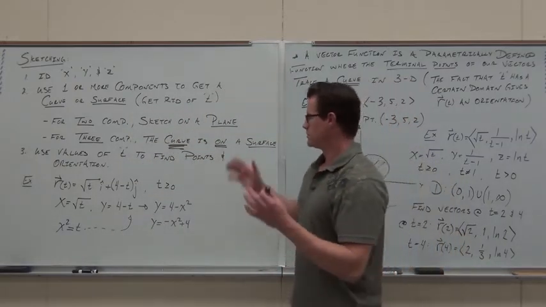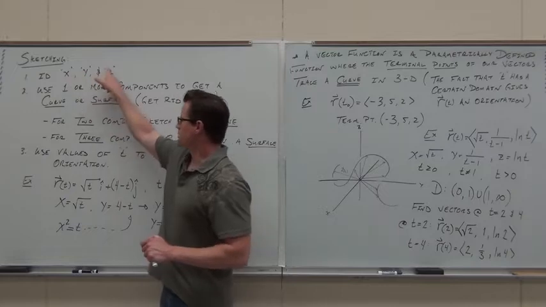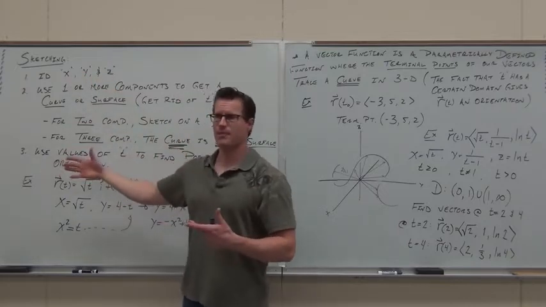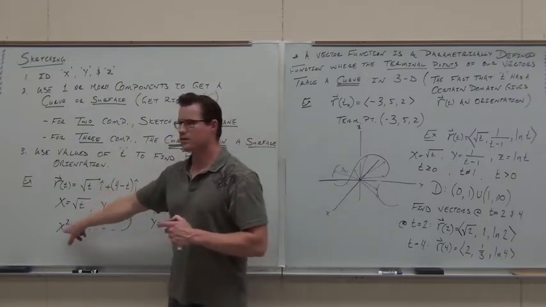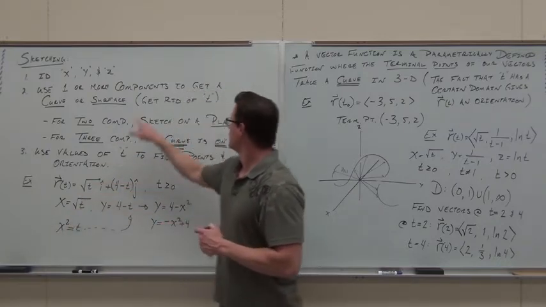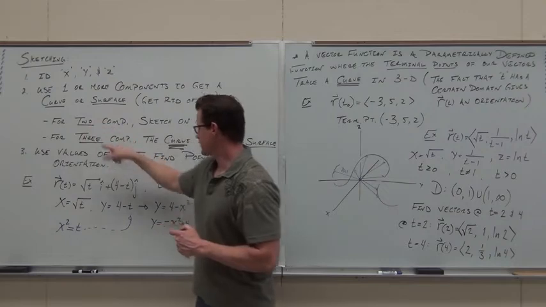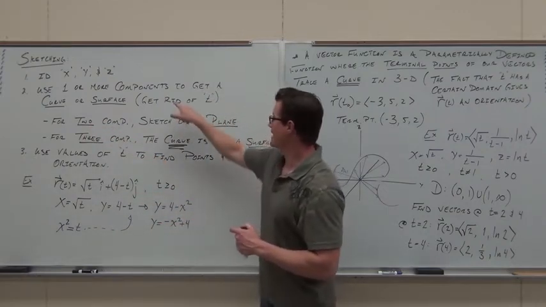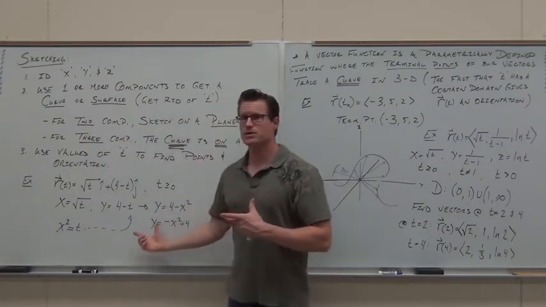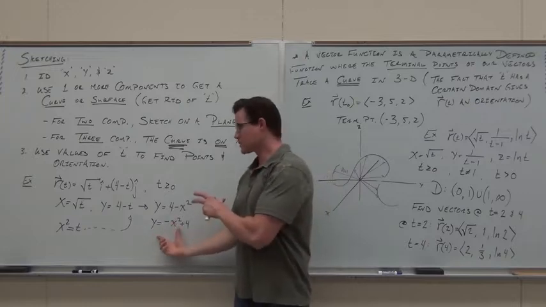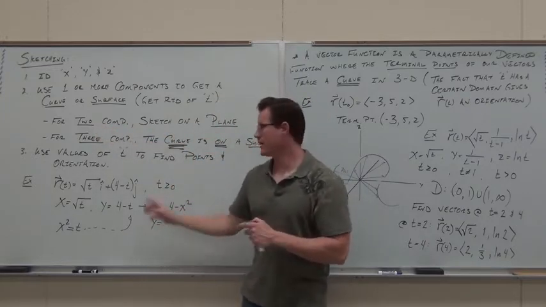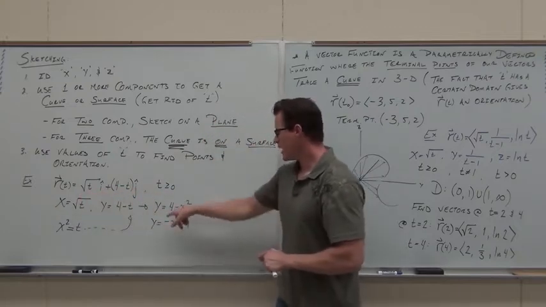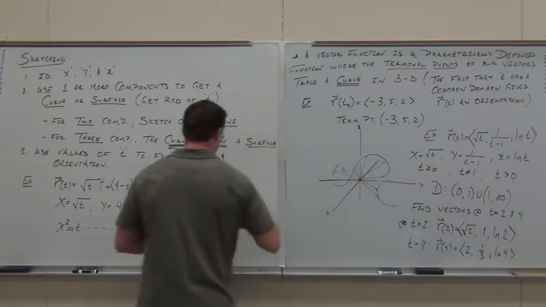Here's the whole point. Identify x, y, and z. We did that. We only had x and y. Use one or more components. I used one component to get a curve or a surface. That's a curve, and I got rid of t. If you can do that, what that says is this is a curve. It's actually going to be on a plane because I only have those two variables. I only have two components. Right? We're sketching on a plane. I'm going to sketch on the xy plane.